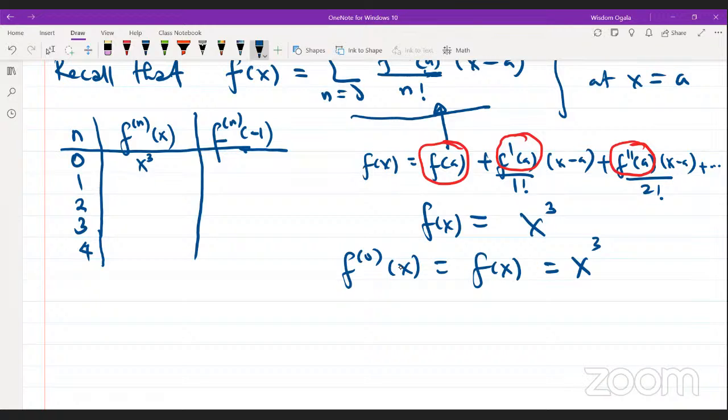Now, when n is 1, that means differentiate x cubed once. So that's going to be 3x squared. When n is 2, differentiate this, you have a 6x. When n is 3, differentiate this, you have a 6. So many a time, when you know when to stop is when you have a 0. If you differentiate this, it knocks it off, so you just have a 0.